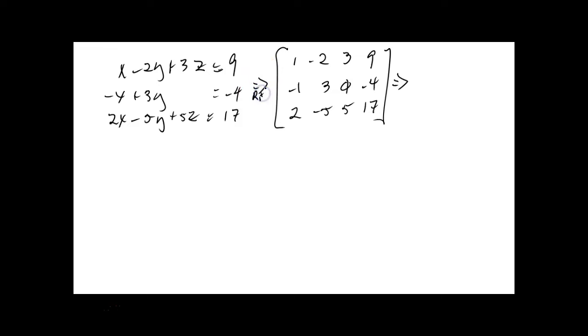Row 1 plus row 2 is the new row 2. Since we're using row 1, we're going to leave it alone: 1, negative 2, 3, 9. What's our new row 2? 0, 1, 3, 5.